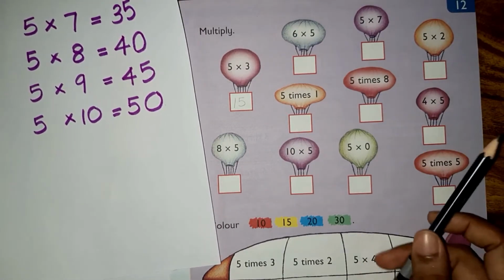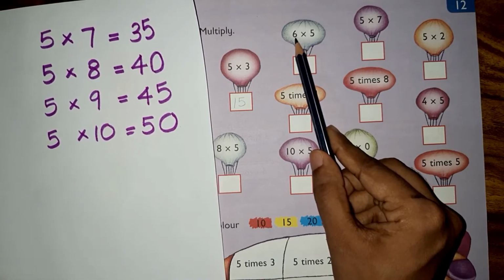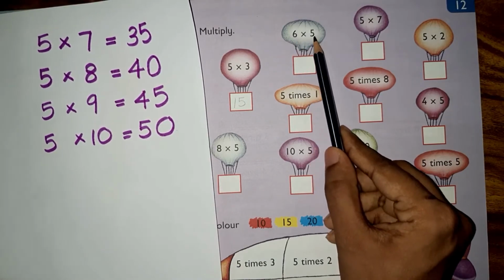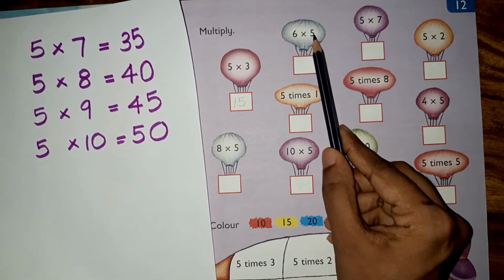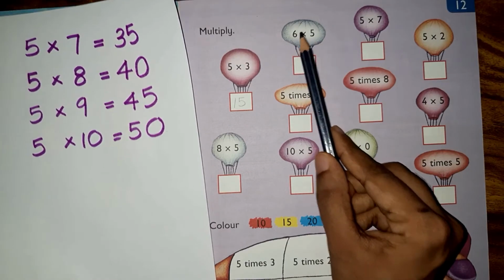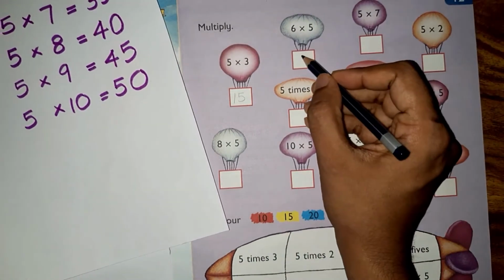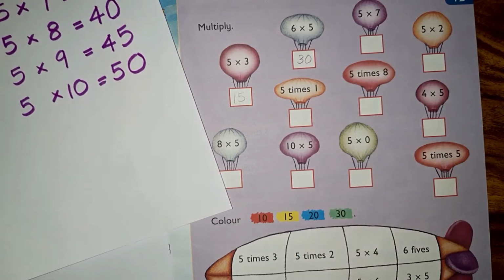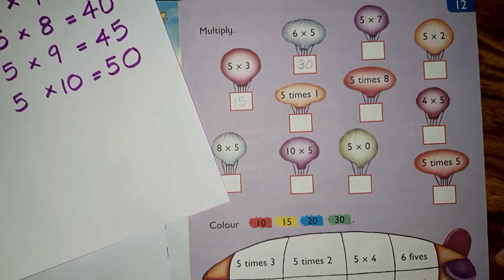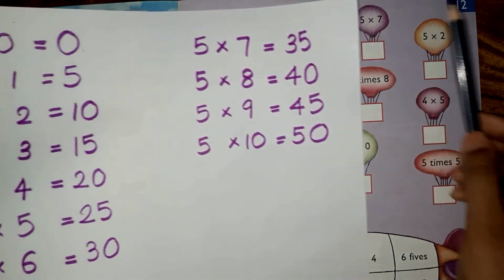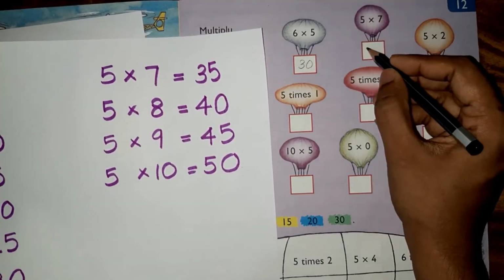Next one, 6 times 5. Do we know the 6 times table? No, but we know the 5 times table, so we can take the answer by looking at like this. 5 times 6, it is 30. Next one, 5 times 7. 5 times 7, we got the answer as 35. Write 35 here.